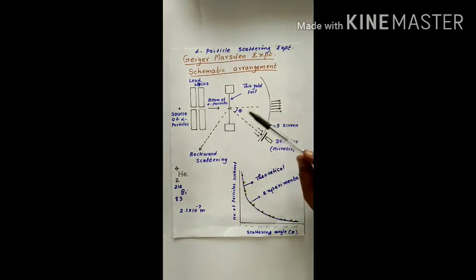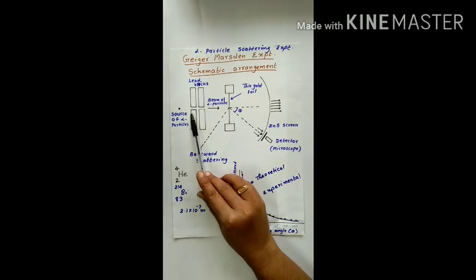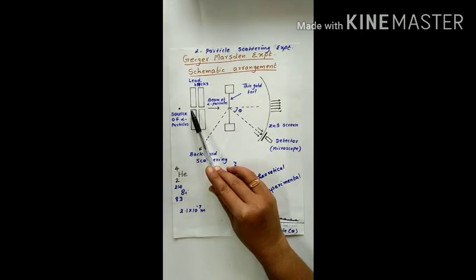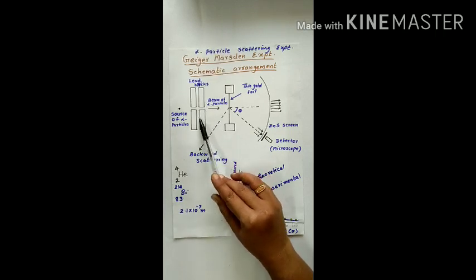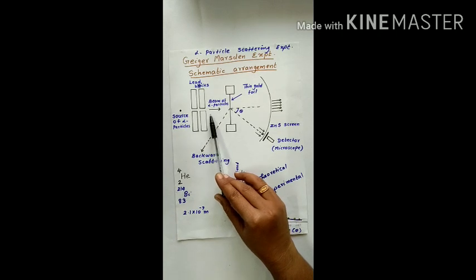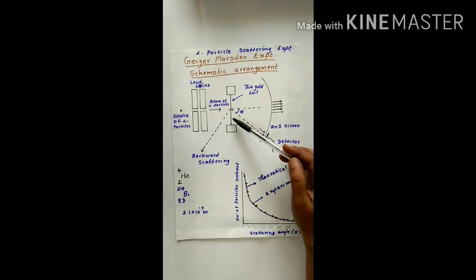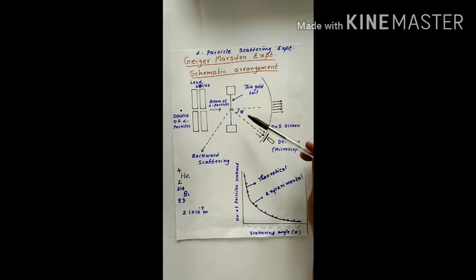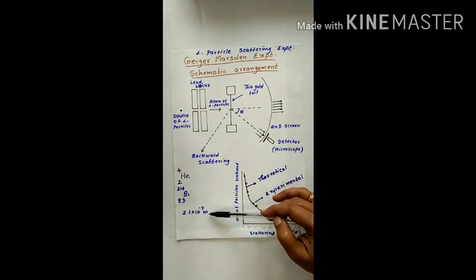Then what is the experiment? From the source, alpha particles are emitted. They are collimated into a narrow beam by their passage through the lead bricks. The beam is allowed to fall on a thin gold foil. The thin gold foil consists of a large number of atoms, and its thickness is nearly 2.1 × 10^-7 meter, that is very small.